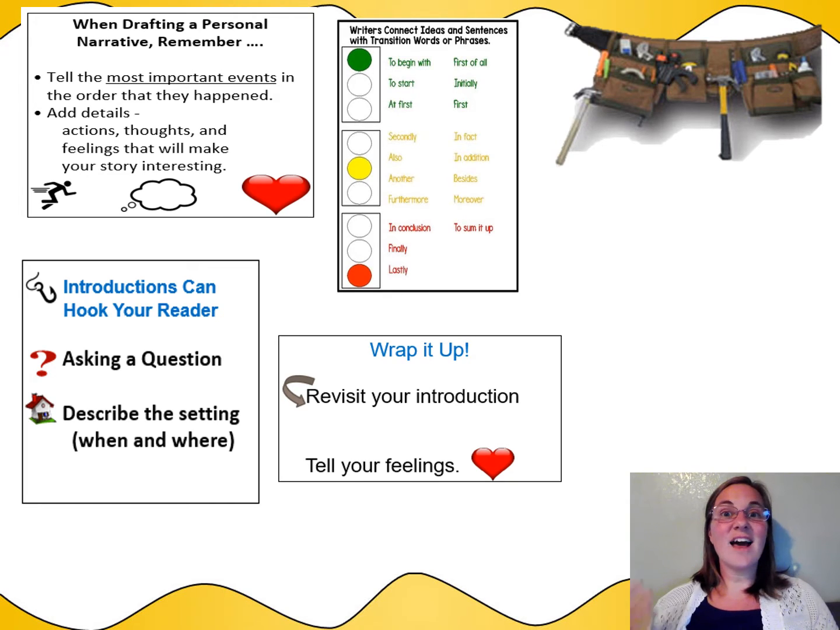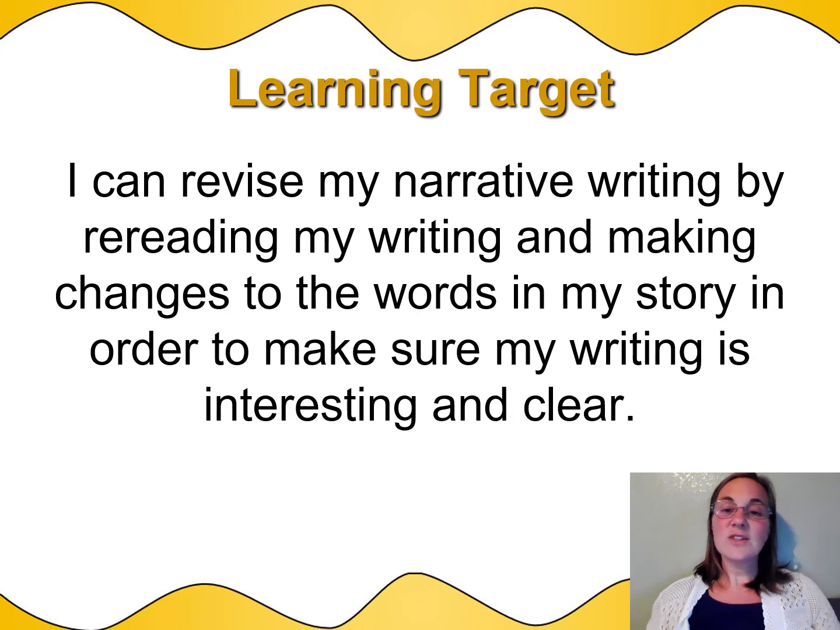Today we get to add another chart to our tool belt to help us make our writing the best that it can be. The target that we have for today is this. I can revise my narrative writing by rereading my writing and making changes to the words in my story in order to make sure my writing is interesting and clear. So we're going to revise today.